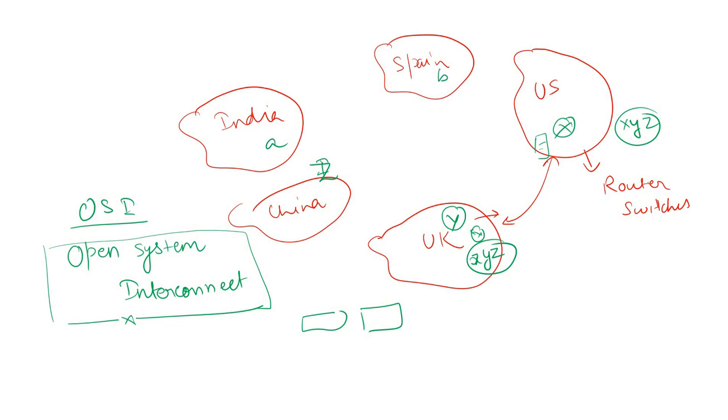But with this OSI model, everybody was just creating the same platform, and now these equipments were able to communicate with each other, and the communication was very easy. So what I will do, I will just stop here, and I will explain this OSI model.